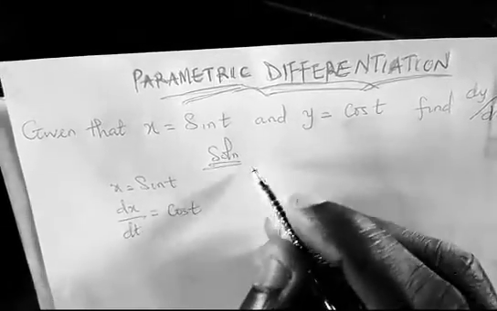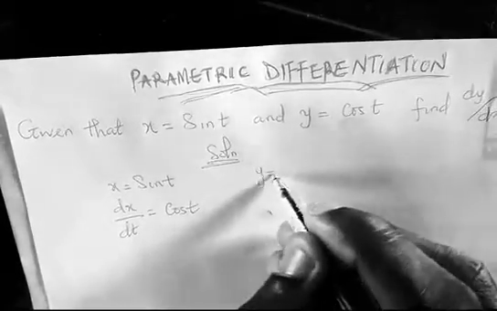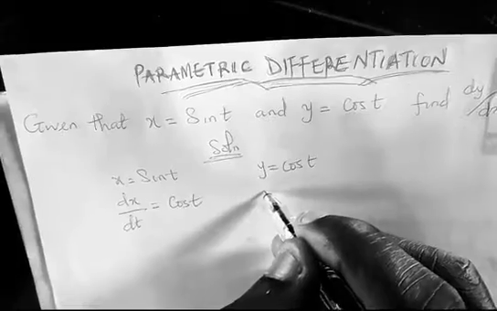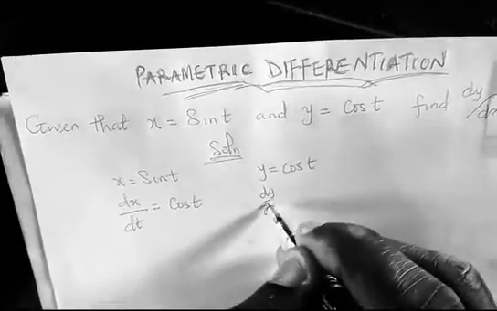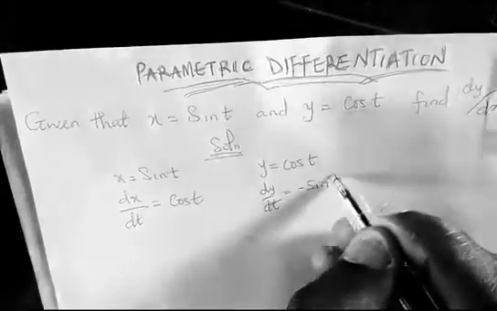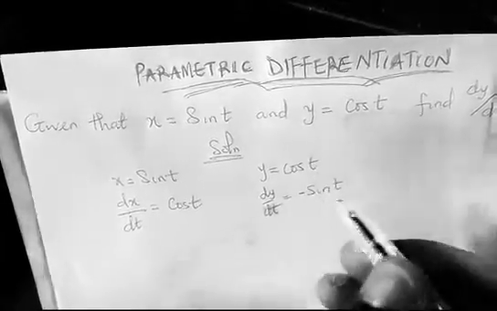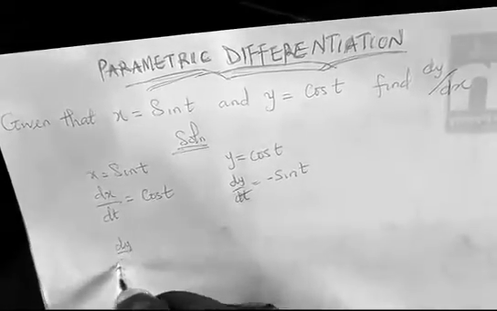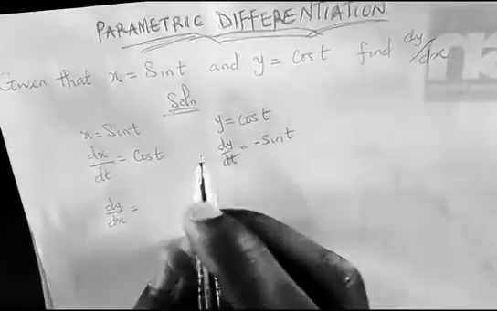Then for the second one, your y is what? Cos t. So if you differentiate cos t, you will have dy/dt, right? And that will be what? Minus sine t. Because if you differentiate cos, you have minus sine. Now, for you to get your dy/dx, how will you go about that?